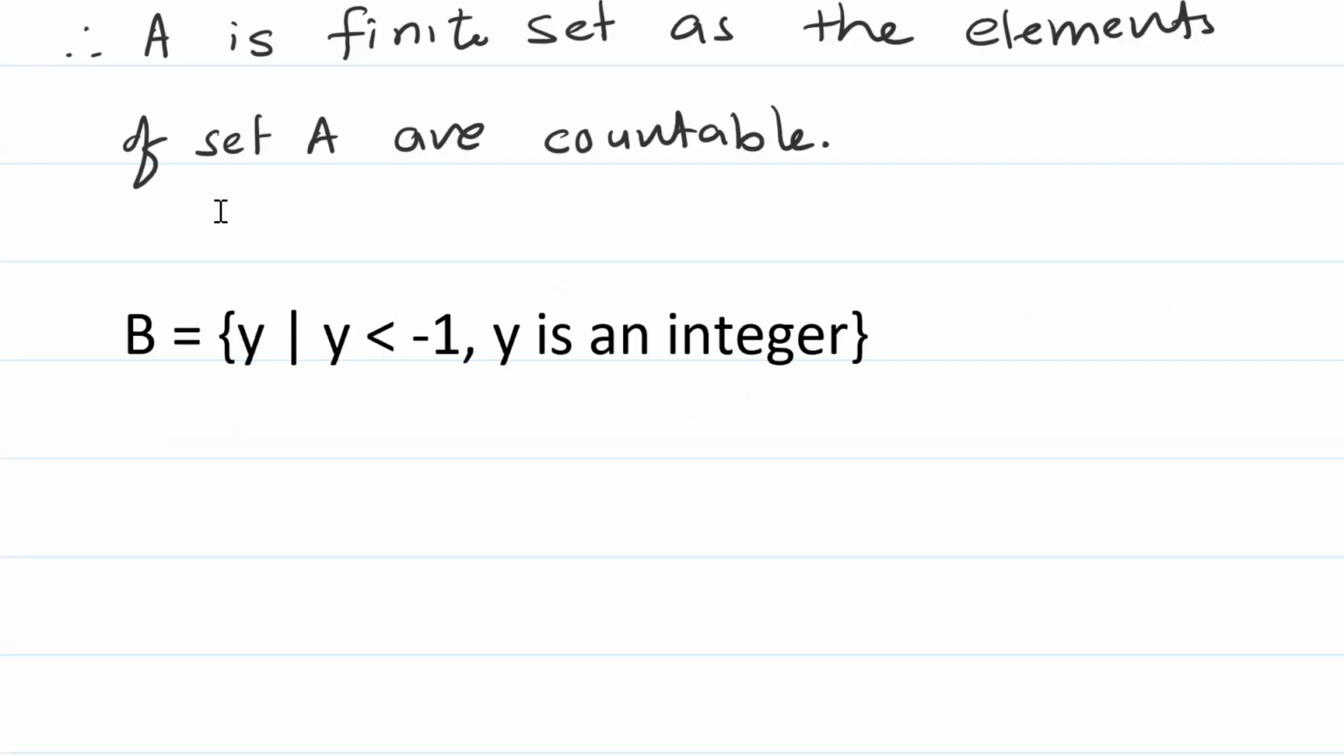Now consider set B. B is the set of all y such that y is less than -1 and y is an integer. So set B is -2, -3, -4 dot dot dot. So the process of counting the elements of B does not terminate, and therefore set B is an infinite set.